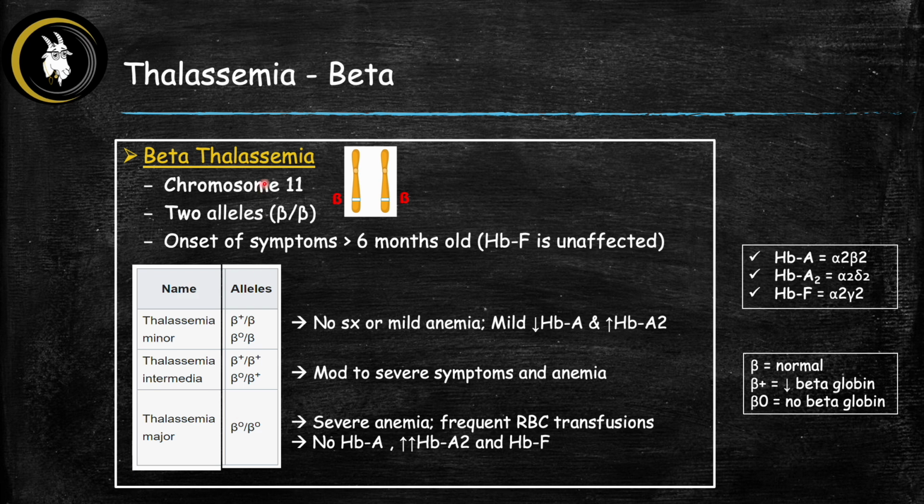Okay, so let's move on to beta thalassemia. The problem here is with the beta globin chain, and remember the gene is on chromosome 11, and unlike alpha, there are only 2 alleles here for beta, so 1 on each copy of chromosome 11, so our normal genotype is going to be beta/beta.